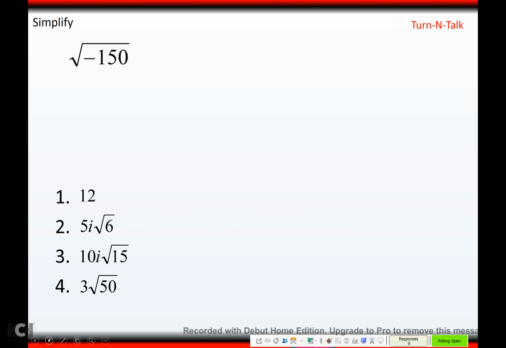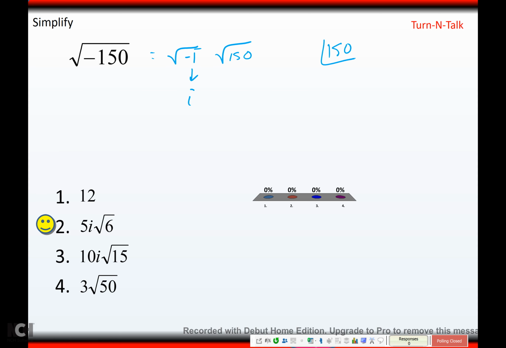Alright, you try one, hit pause, come back when you're ready. And hopefully you got 5i square roots of 6. This is going to be the square root of -1 times the square root of 150. That's i. And I've got to break 150 down. By 5 is 30, by 5 is 6, by 2 is 3. I got a bundle of 5s. That makes a 5. And these guys back in. So this is times 5 times the square root of 6. So I have 5i square roots of 6.